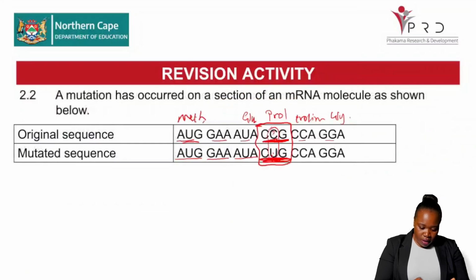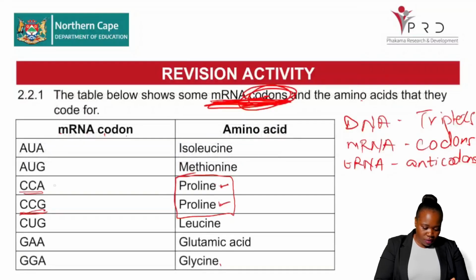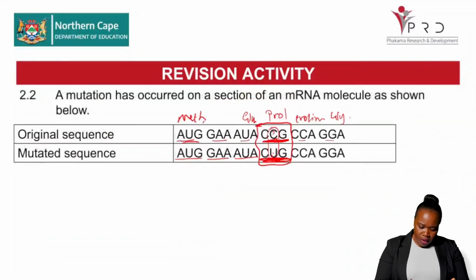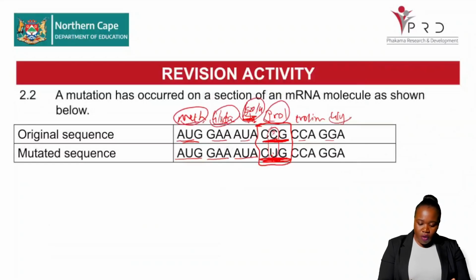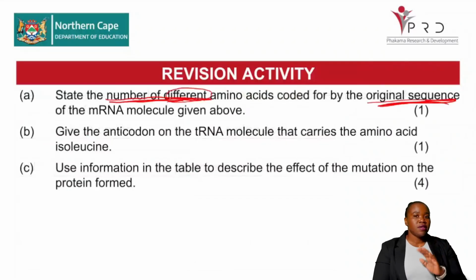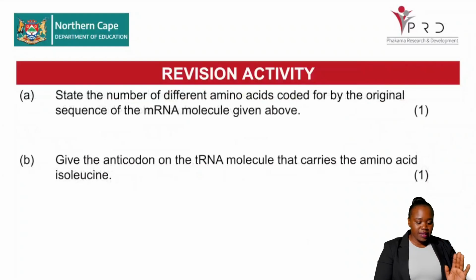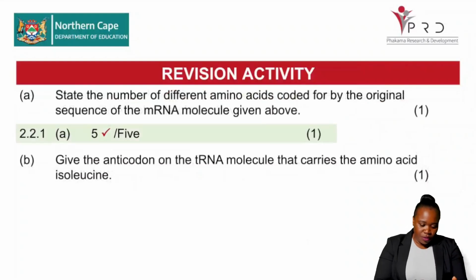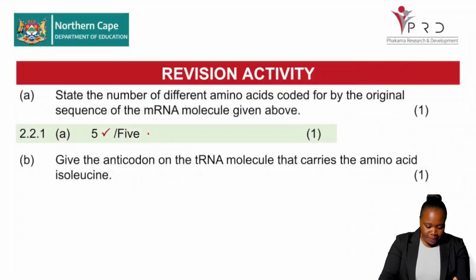Methionine here. GAA gives us glutamic acid. AUA, okay, this is glutamic acid. And this is isoleucine. Now, how many different amino acids do we have? 1, 2, 3, 4, 5. We do not have 6 different amino acids. We have 6 amino acids, but 5 different amino acids. So that would be our answer.